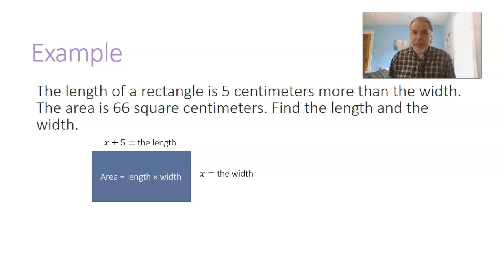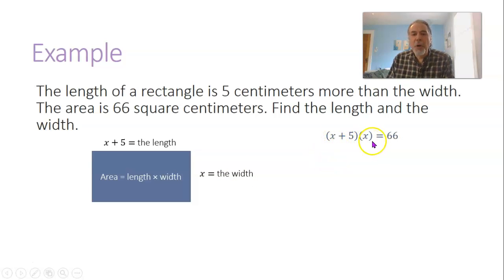So I could just let x stand for the width, and then x plus 5 would stand for the length. And then the area, which is what you get when you multiply those two things together, is 66 square centimeters. So that gives us our equation. x plus 5 times x equals 66.